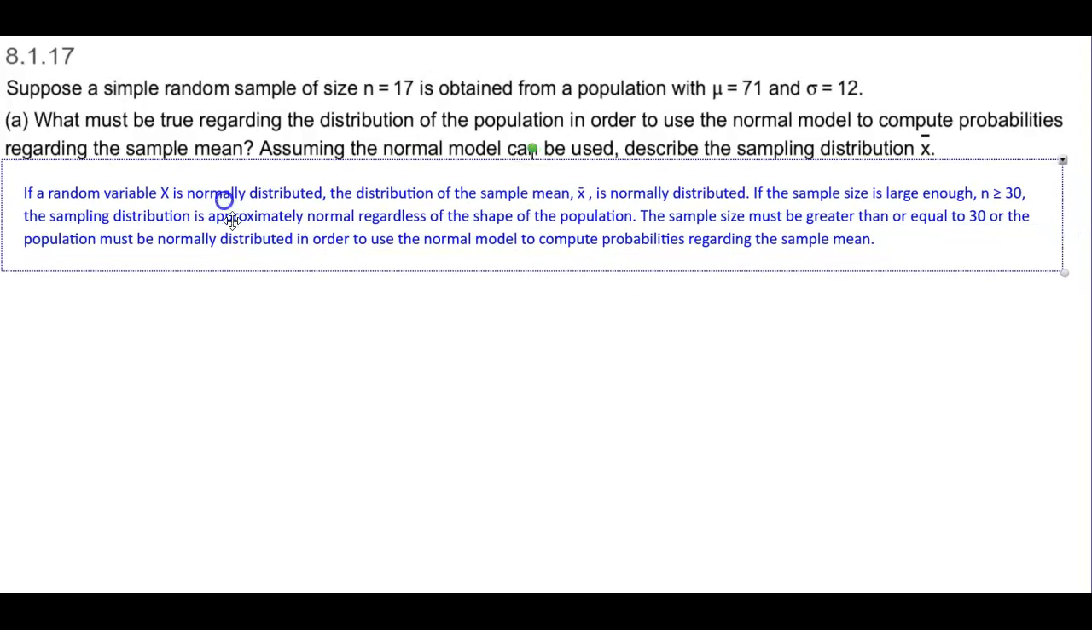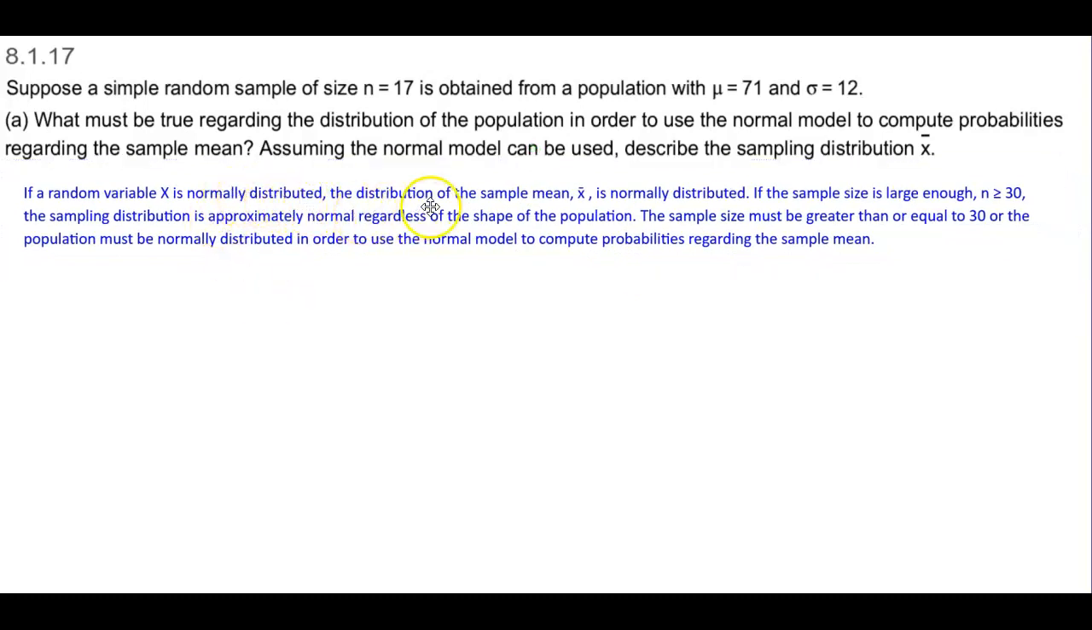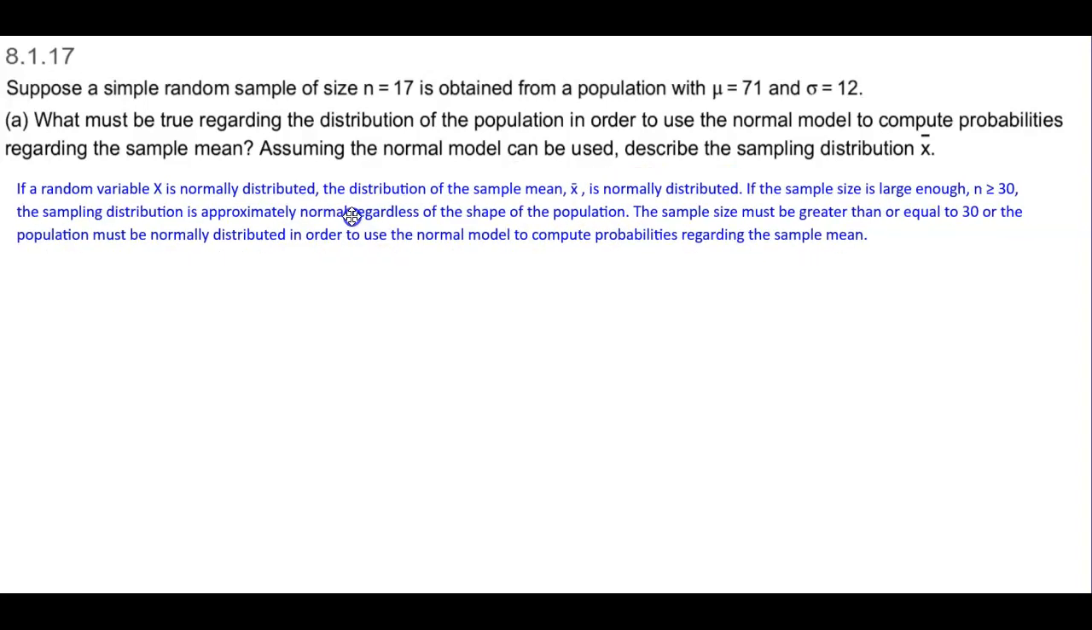If a random variable x is normally distributed, then the distribution of the sample mean is normally distributed. If the sample size is large enough, where n is greater than or equal to 30, the sampling distribution is approximately normal regardless of the shape of the population. So the sample size must be greater than or equal to 30, or the population must be normally distributed, in order to use the normal model to compute probabilities regarding the sample mean.